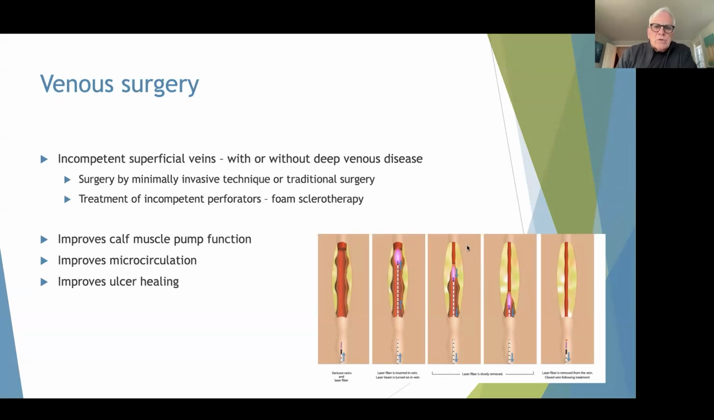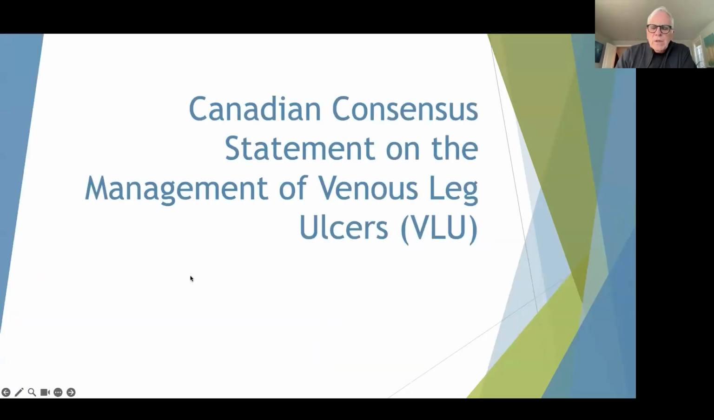And we can use traditional surgery, or we can use something like this, which is EVLT or laser fiber venous ablation. So this generates some heat and basically closes down that vein. And so the reflux disappears. And there's good evidence that, once again, this improves muscle pump function, microcirculation, and improves ulcer healing.